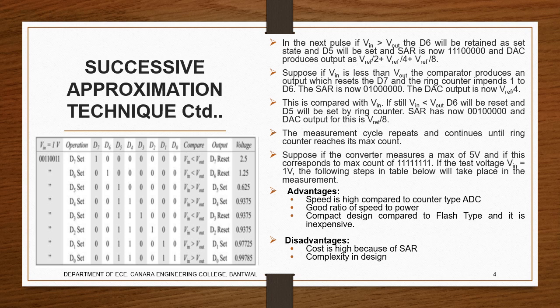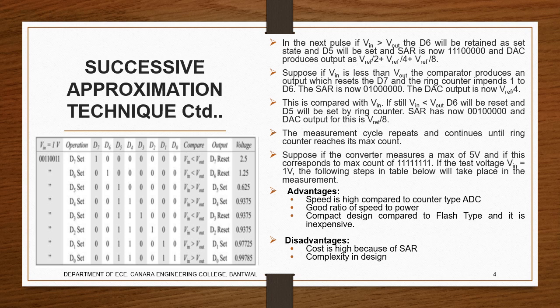Similarly, in the next step, see here D6. It is not retained, it is reset. So D6 is set to 1. V out is what now? V reference divided by 4. So what is happening again? V reference divided by 4 is 1.25. Again, V in is less than V out. So again, the D6 bit is reset.